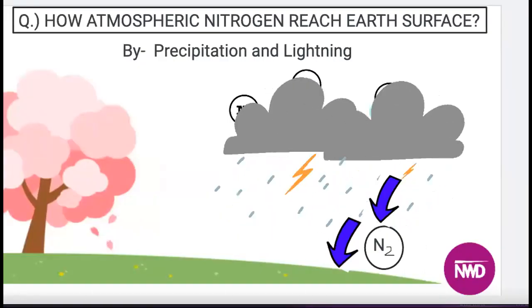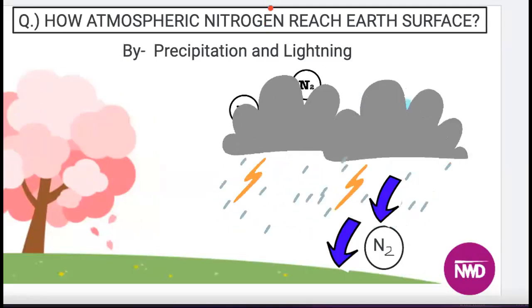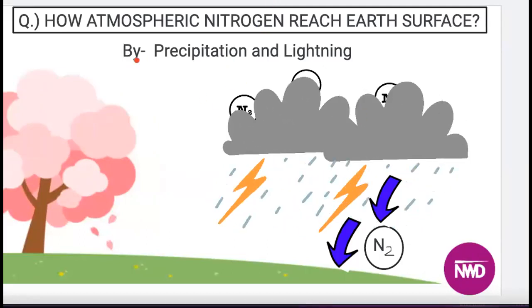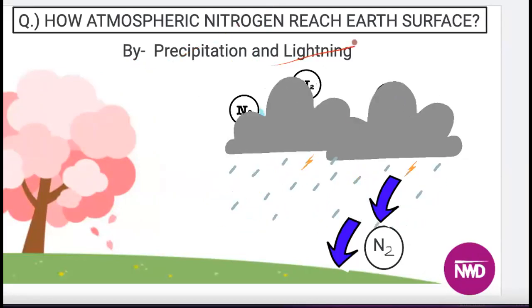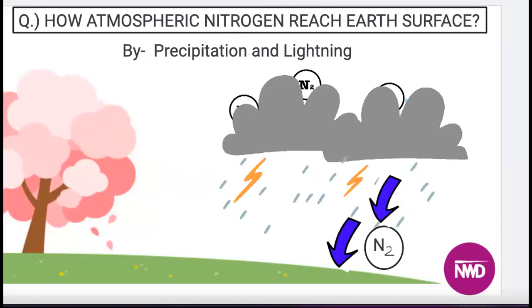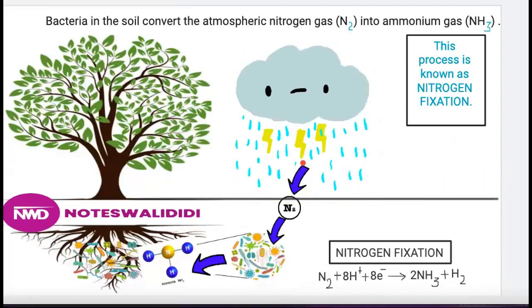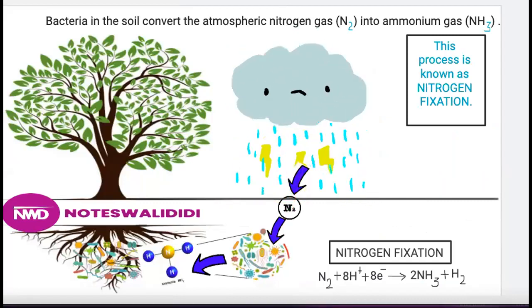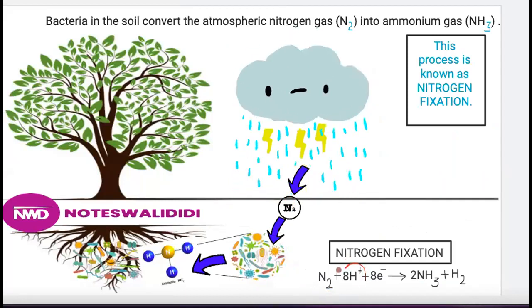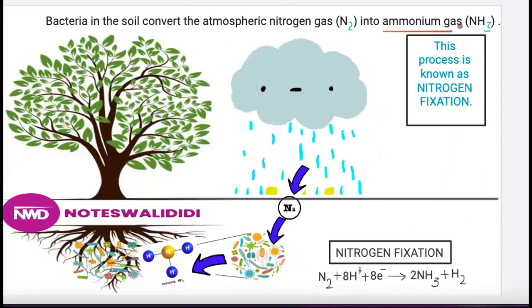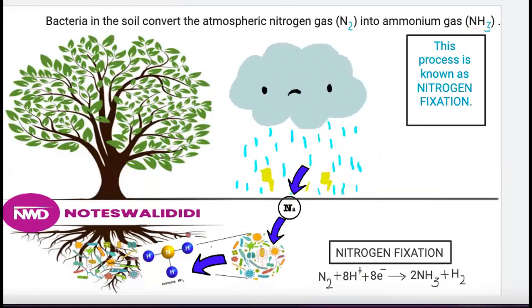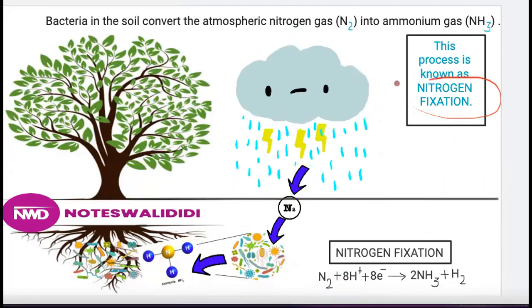Nitrogen falls on the Earth's surface by precipitation and lightning, in the form of rain or snow. Once it reaches the surface of the earth, in the soil, it makes its way to the bacteria. Here, the bacteria combine the nitrogen with hydrogen to make ammonium gas, in a process which is called nitrogen fixation.